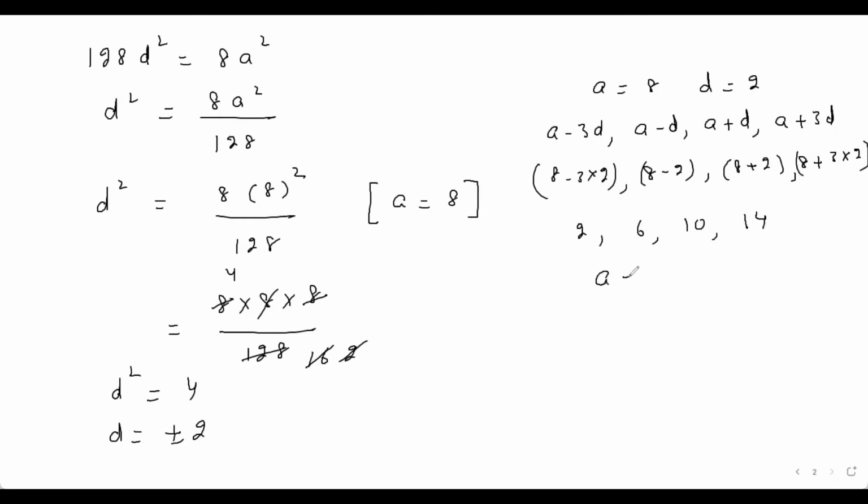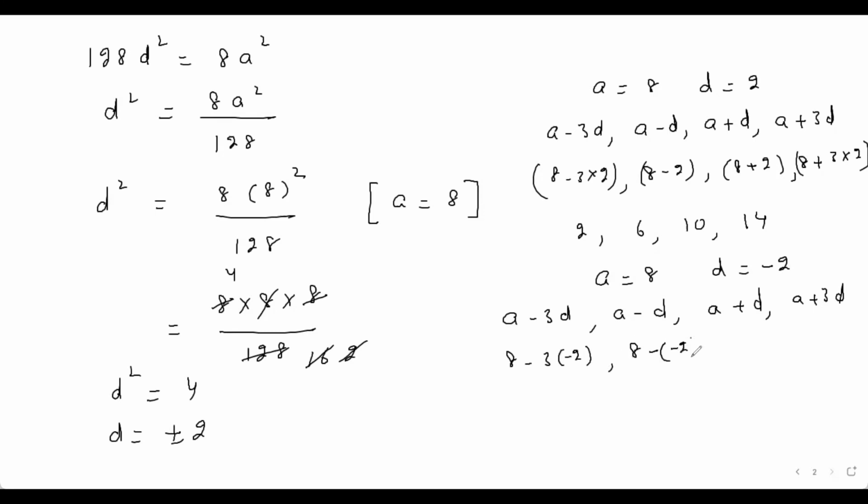And if we have a is equal to 8 and d is equal to minus 2, then substitute the values in these numbers. You will have 8 minus 3 into minus 2, 8 minus minus 2, 8 plus minus 2, 8 plus 3 into minus 2. You will have 14, 10, 6, and 2. So in both the cases, your numbers will be 2, 6, 10, and 14.